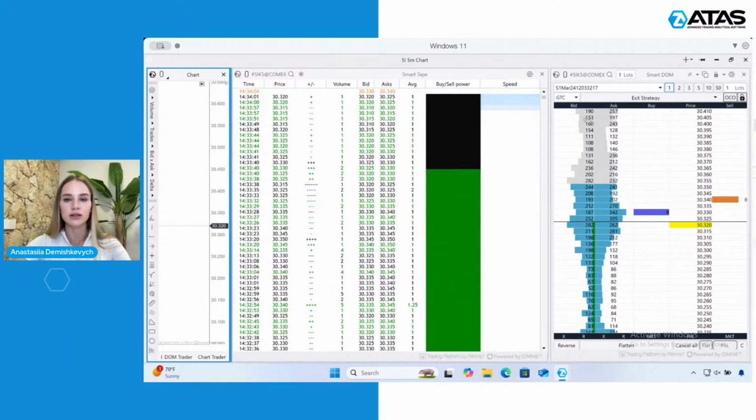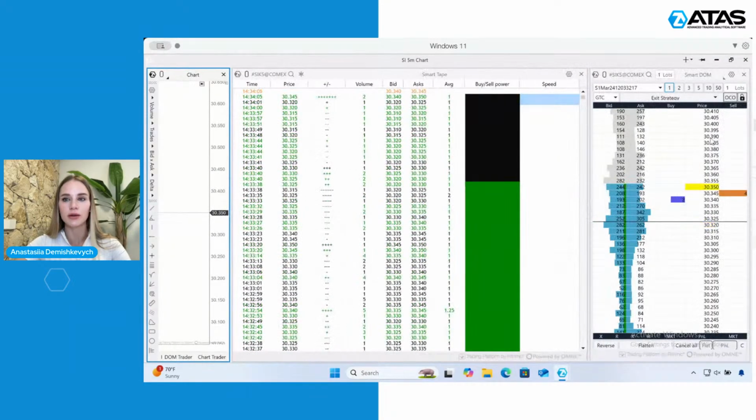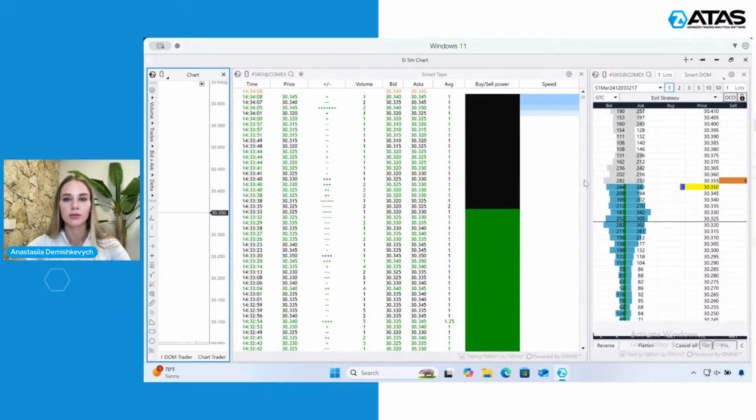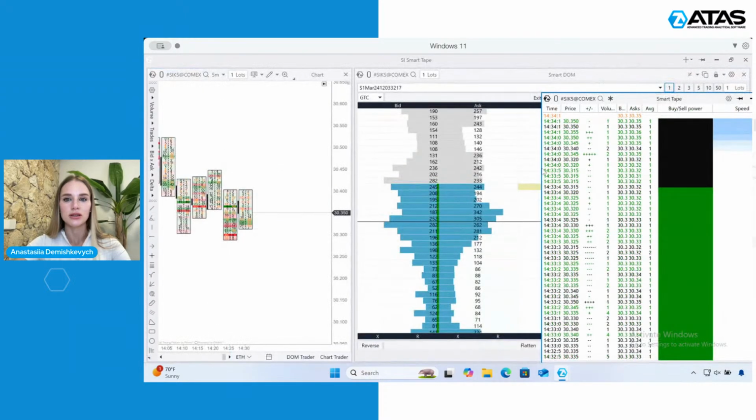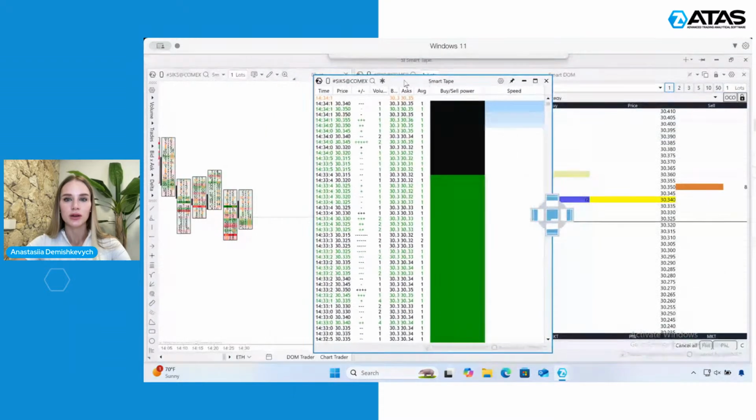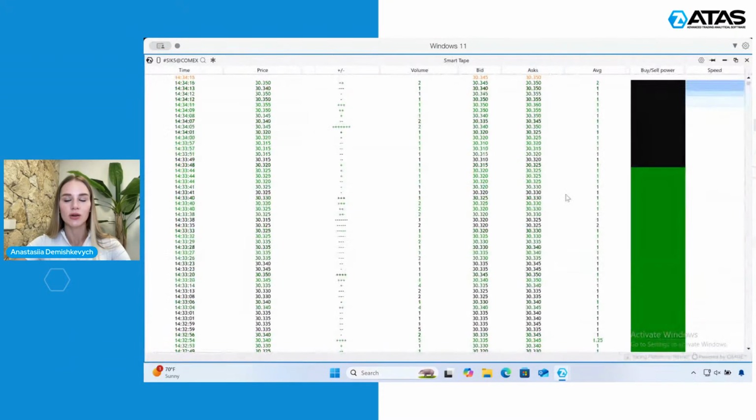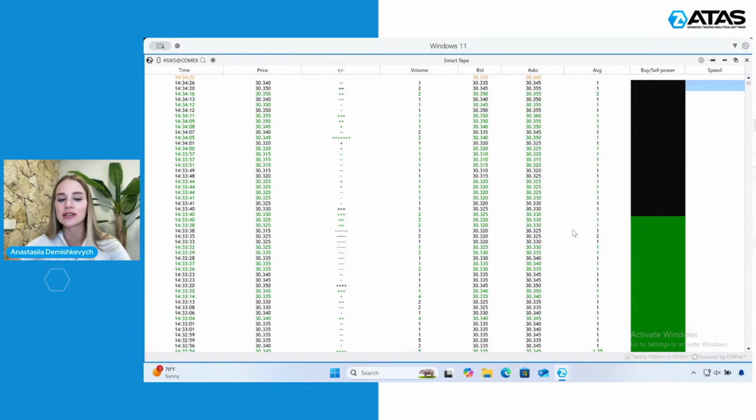We're going to start with the smart tape tool, which you can see in front of you. Here, I'm going to separate it so you can actually clearly see it on the full screen. There we go. So to understand and read smart tape effectively, you first essentially need to understand the core principle behind every single exchange that you trade.